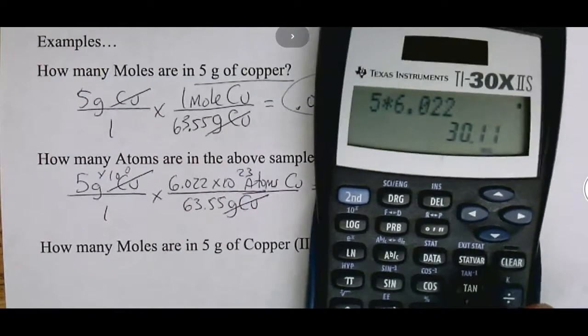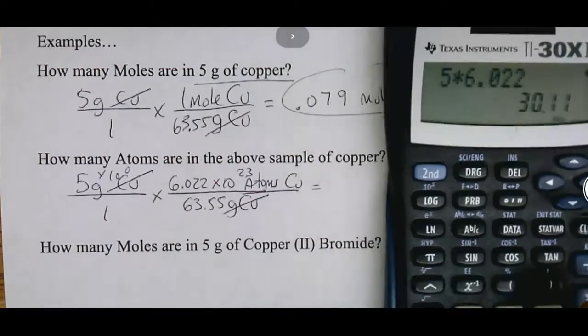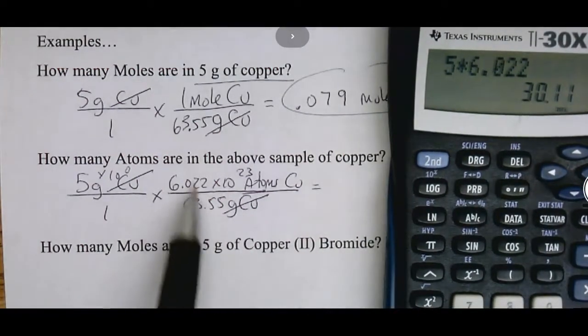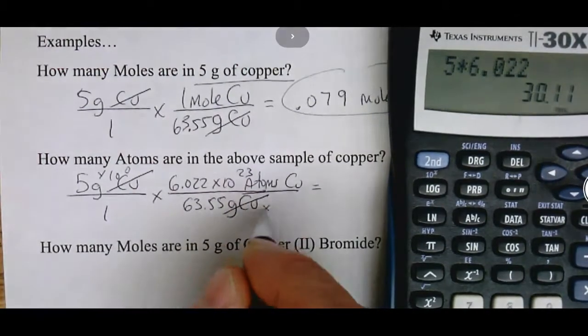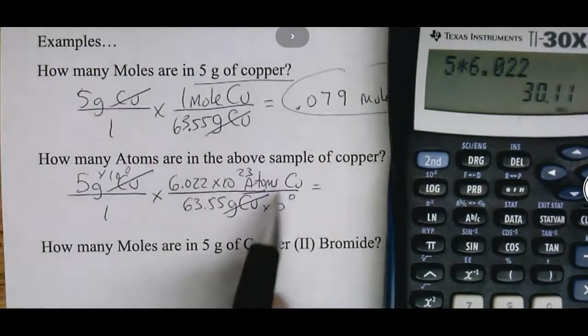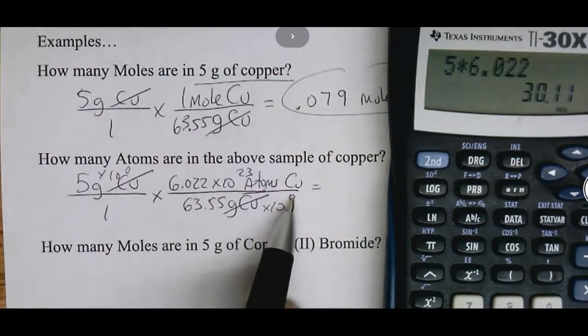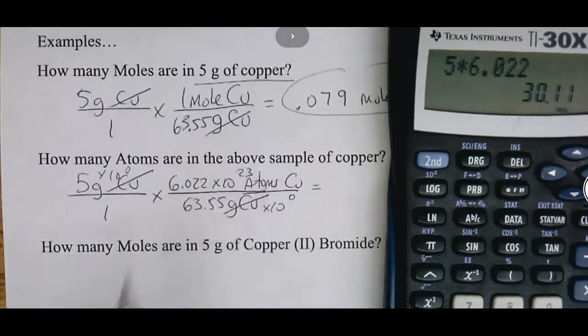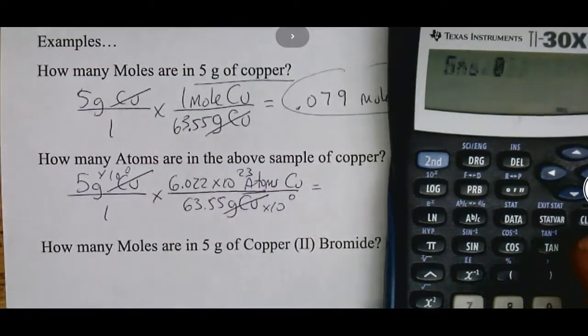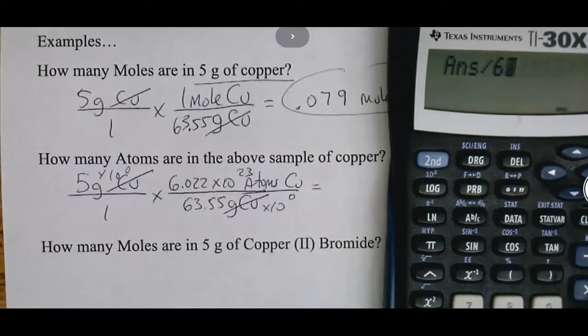And that gives us 30.11. And then I'm just going to do my division. I'll again make this times 10 to the 0. And again, if we were doing this in scientific notation, we would just subtract. But we made it 0, so we don't have to worry about it. So we're going to divide by 63.55.